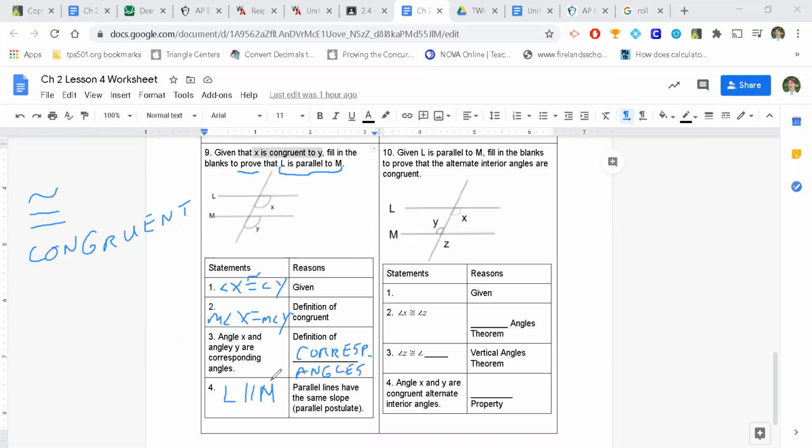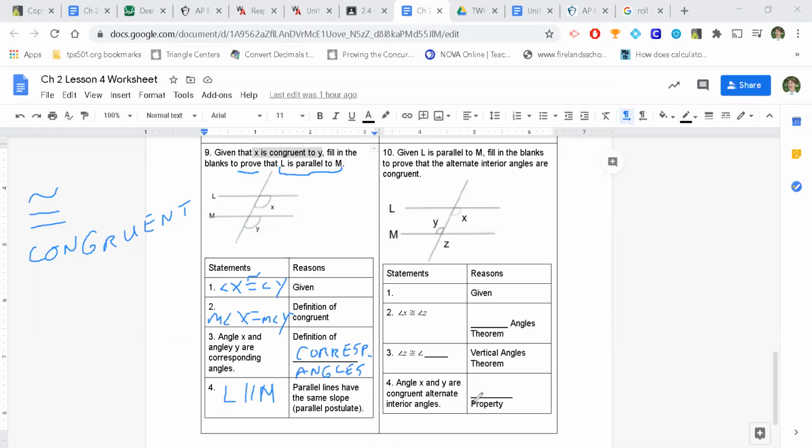Right? Remember, and that's what our corresponding angles theorem says, right? If 2 lines have congruent corresponding angles, then they are parallel, and vice versa. If they're parallel, then the corresponding angles have to be congruent.